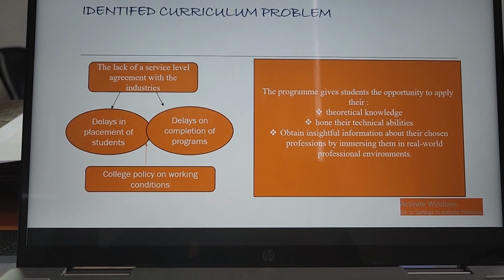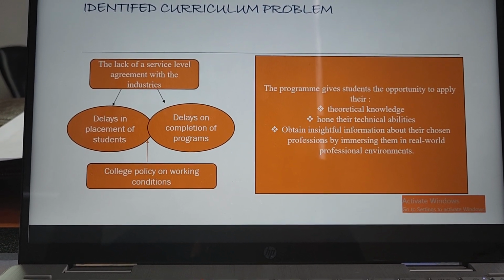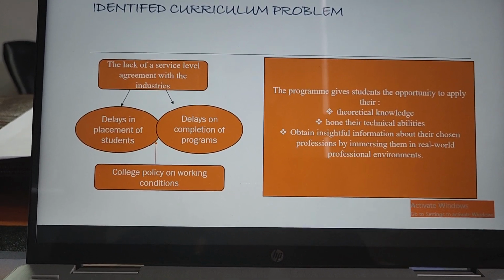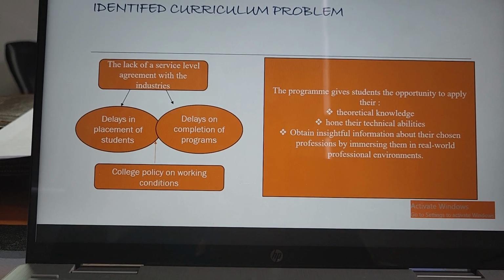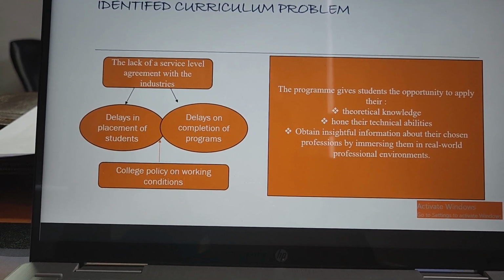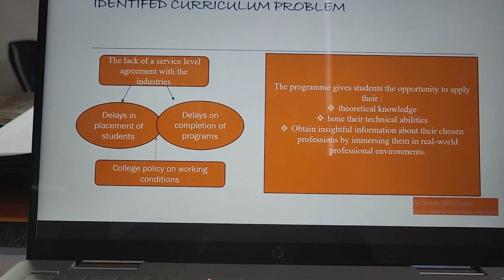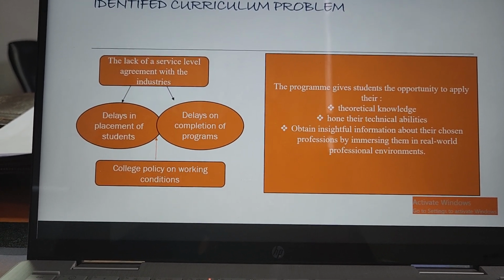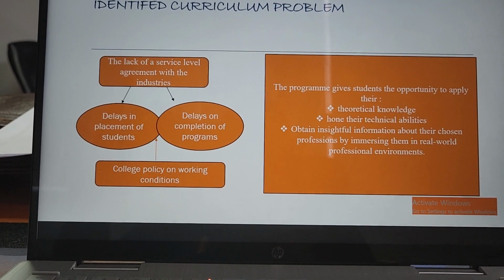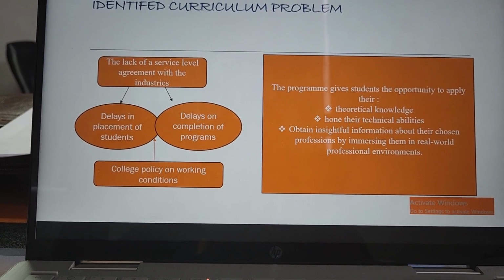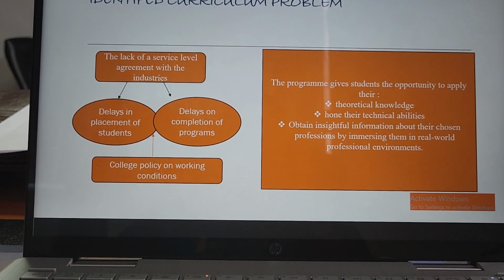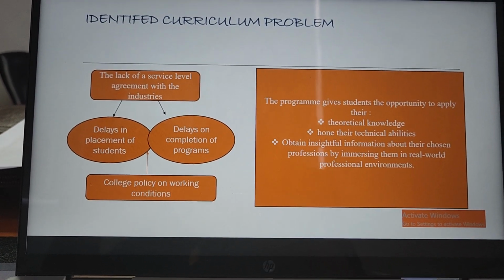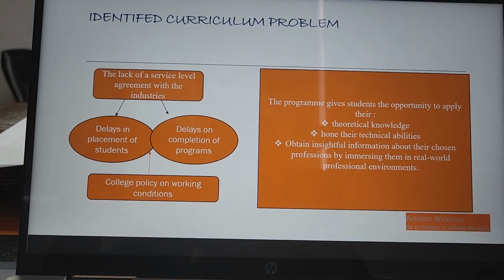So if we are not getting joy in the service level agreement with industries, it means there are delays in placing of students. Again, this also culminates in delays in completion of the program. A program that was supposed to take a total of 3 years might escalate or overlap to the 4th year because of failure of getting service level agreement with industries for placement of students.